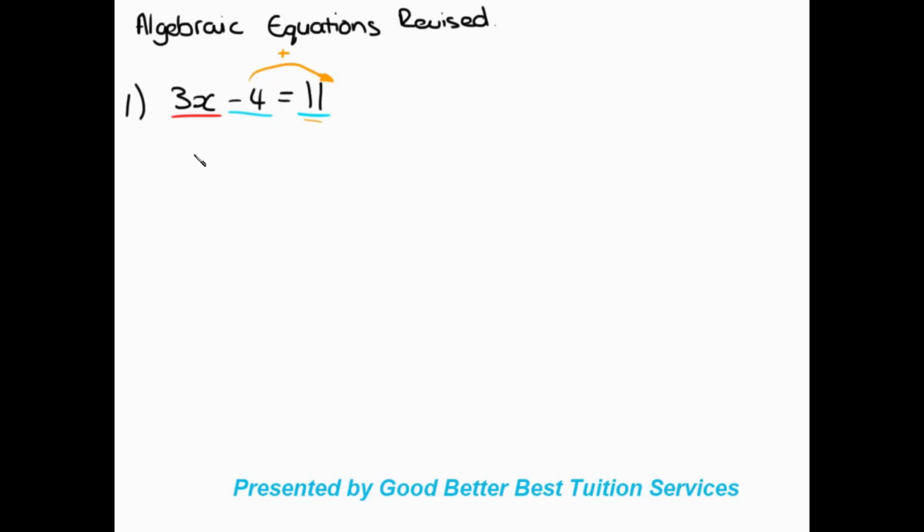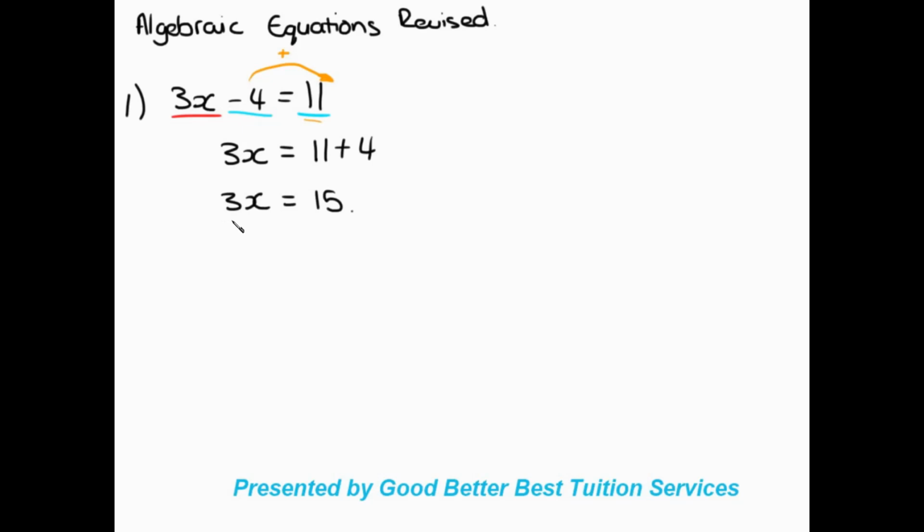So what we're going to be left with on the left hand side is 3x, and now the right hand side will look something like this. It will look like 11 plus 4. Remember, it becomes positive 4 once it comes over, okay? So we'll be left with 3x is equal to 15.